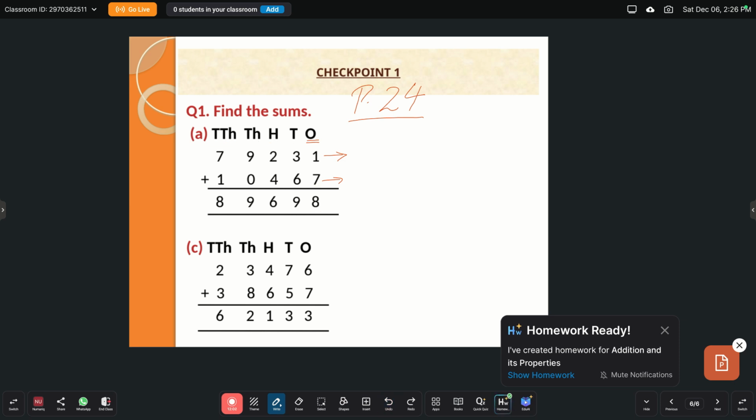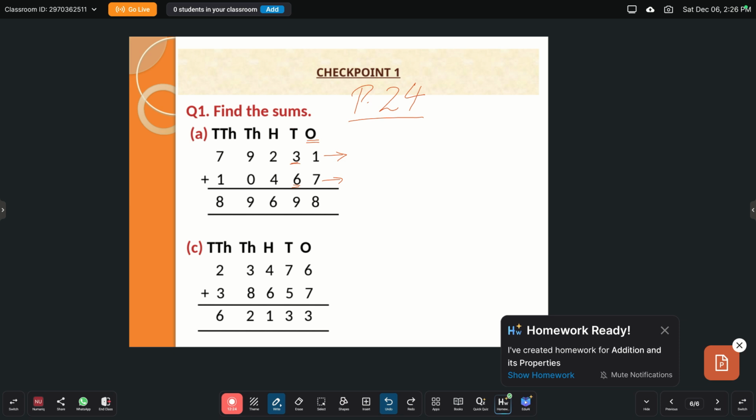Now, after doing this once, we will move to the next column. What is the next column? It is the tens column. Here we have 3 and 6. Now we have to add these two addends. What is 3 plus 6 equal? It's equal to 9. Very good.